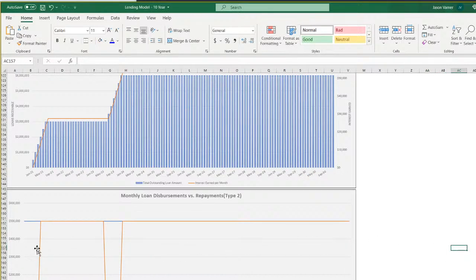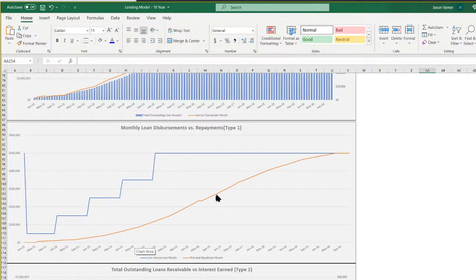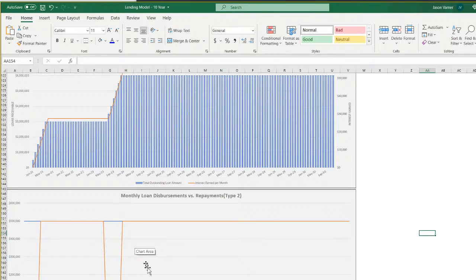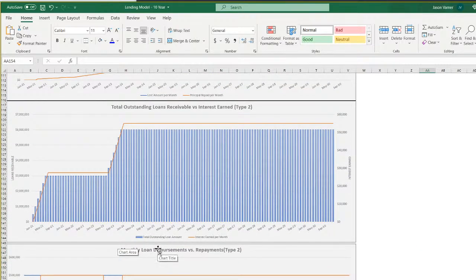Okay, interesting. Monthly loan disbursements. So what we're dispersing and getting back is exactly what we're dispersing. So that makes sense. This looks a little bit clearer, but this is because you're doing P&I versus interest only.